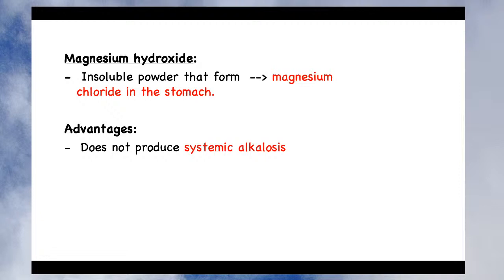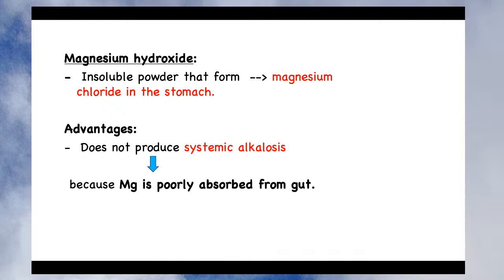Since magnesium hydroxide is an insoluble powder, what is the advantage? It does not absorb from the intestine and go into the systemic circulation, and as a result it does not produce systemic alkalosis, because magnesium is poorly absorbed from the gut since it is an insoluble powder. So it will not absorb from the gut. Okay, so that is the very good advantage of magnesium hydroxide.